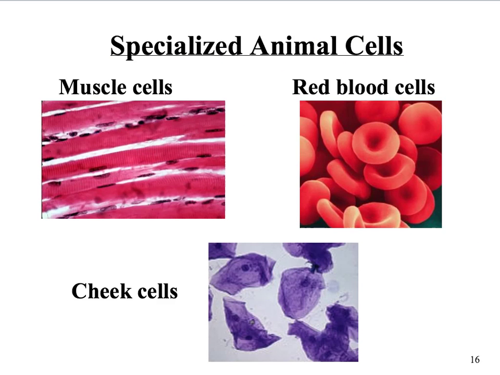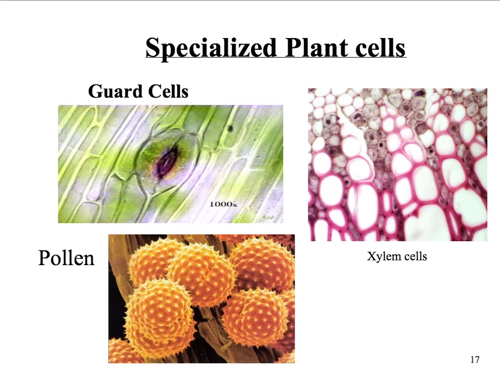This slide gives you an idea of how cells are different from one another in animals. This happens as well in plant cells. We have different types of cells for different types of jobs.